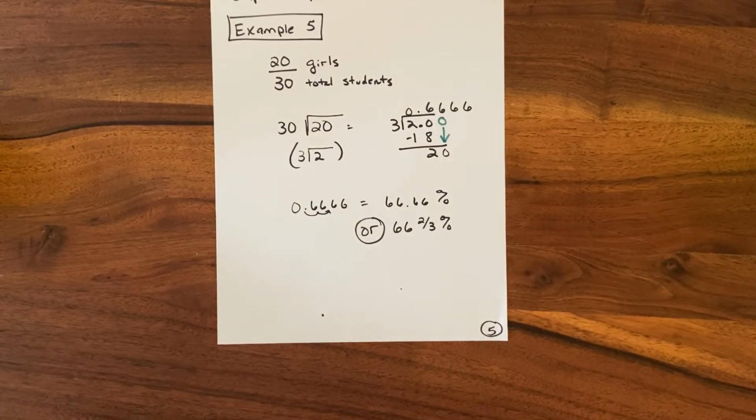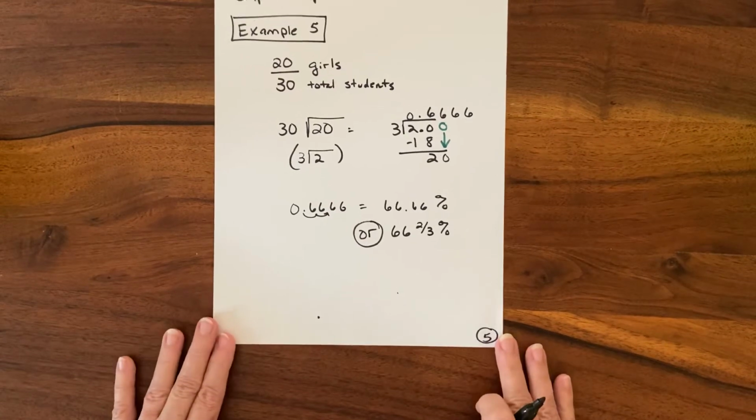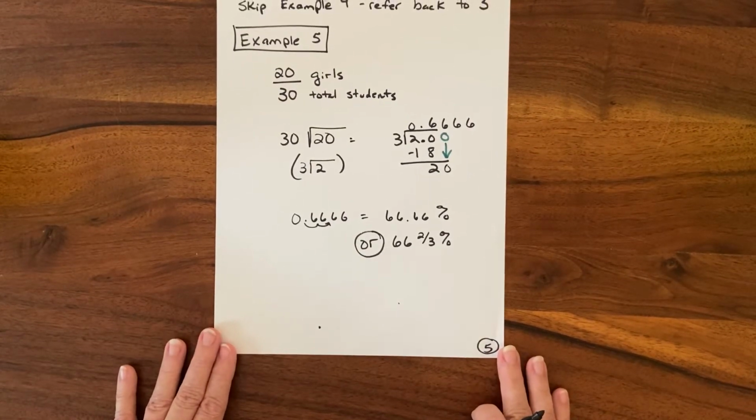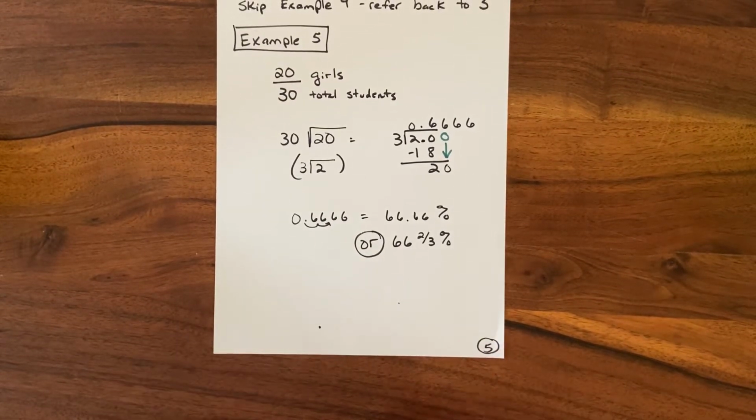Okay, example 4 is the same as example 3, more or less. Again, email me if you have any questions, if you get stuck on it. Example 5 is a lovely ratio.